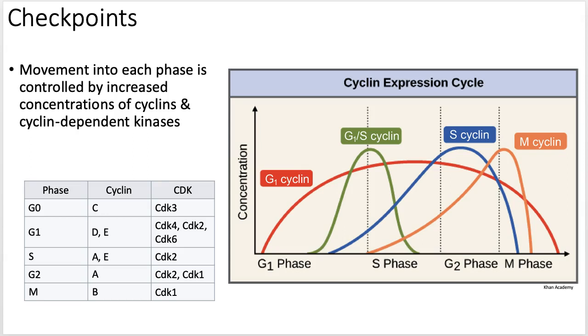CDK2 and cyclin A and E, what phase are you likely entering? And you would say the S phase, right? CDK2 is responsible for all the phases, but the presence of cyclin A and E allows you to go into S phase. If it's just A, you would go into gap. If it's D and E, it'd be gap 1. So it gets interesting and complicated, but movement into each phase is controlled by these concentrations of cyclins and cyclin-dependent kinases.